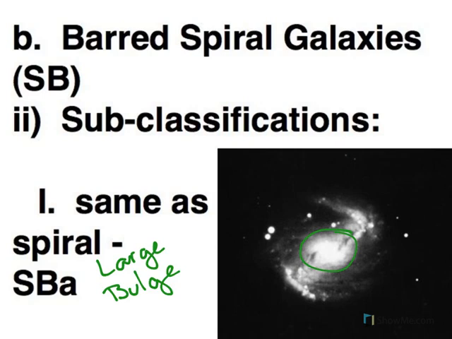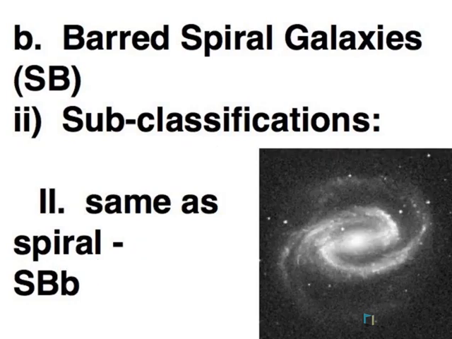So here you look at the size of the bulge compared to the size of the disk. So here the bulge in an SBA is comparable to the size of the disk. SBB, here's our bulge, here's our disk, and so now the bulge is a little smaller.